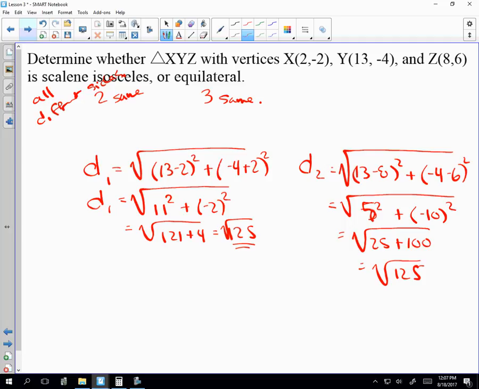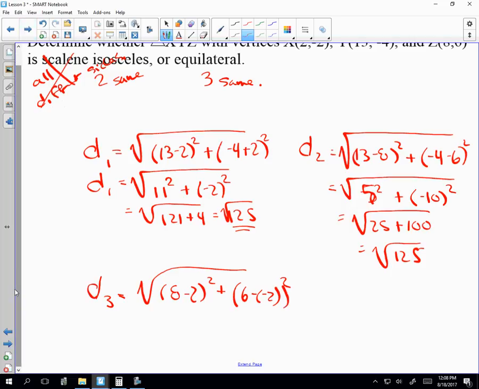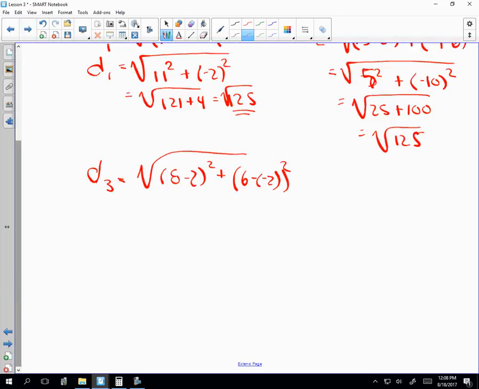So now I've got 2 equal lengths. So I know it's not scalene. It's either isosceles or equilateral. So what I have to do to finish this problem is find distance 3, the distance between z and x. Okay, so we're working through square root. We've got 8 minus 2 squared plus 6 minus a minus 2 squared. So now we're finding this last distance, seeing if this is going to be a 125 as well.